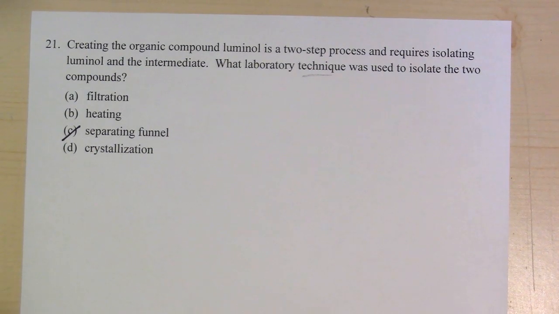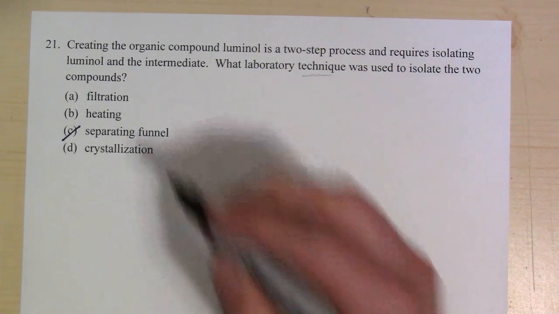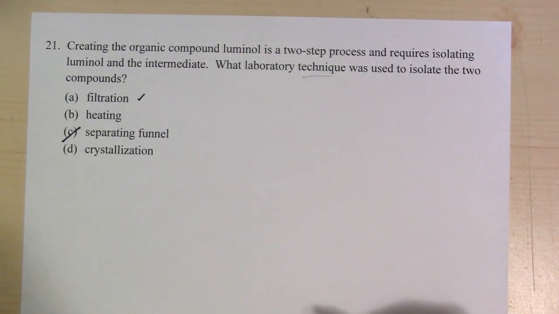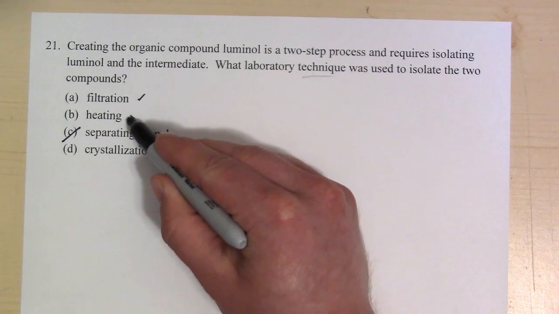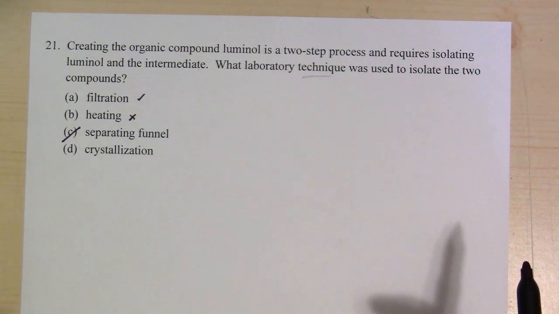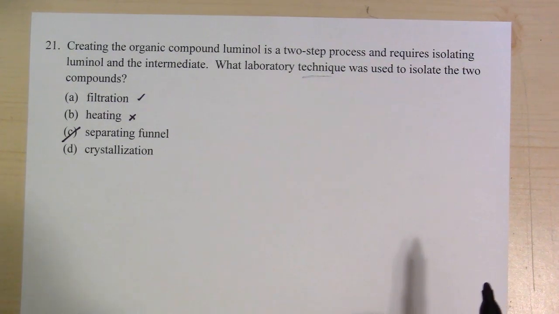So one of these is typically used to separate things. That would be filtration. Heating, you're not going to be separating anything typically during heating alone. You can use heating to accomplish other things, but here we just have heating. So just heating something isn't going to necessarily separate anything. And crystallization could potentially be used for separation, but it's typically used just as a purification method of one compound.